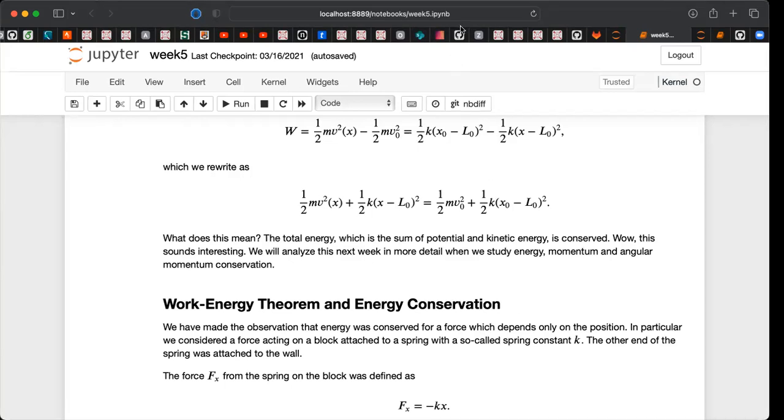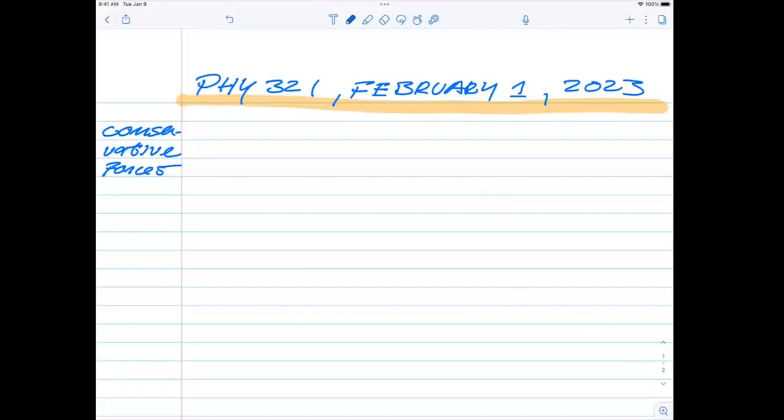So what I'm going to do now is just to change back to the whiteboard after this review of what we did on Monday. And then what we are going to look at now are examples and definitions of conservation laws. So let's just put this up here.